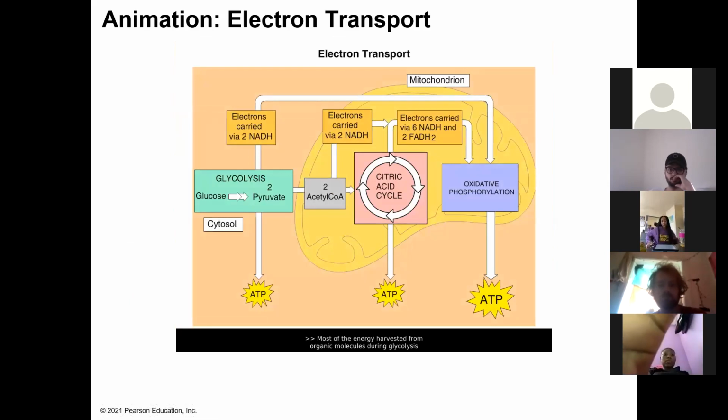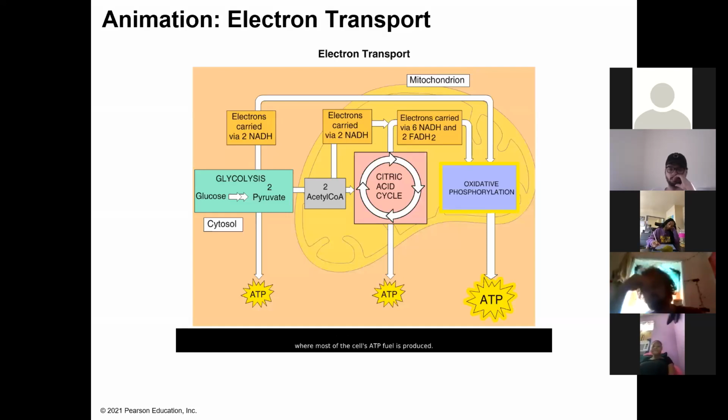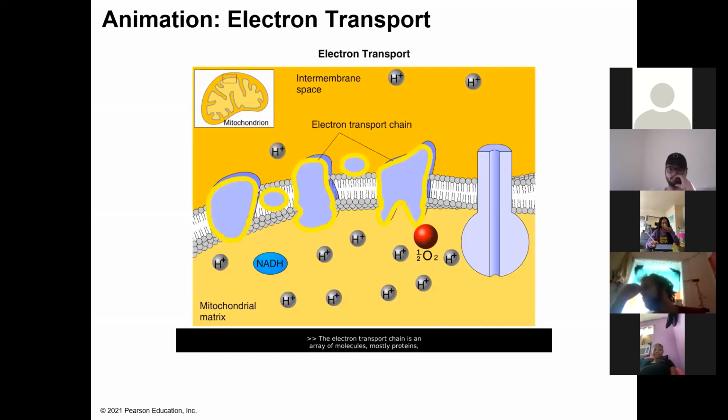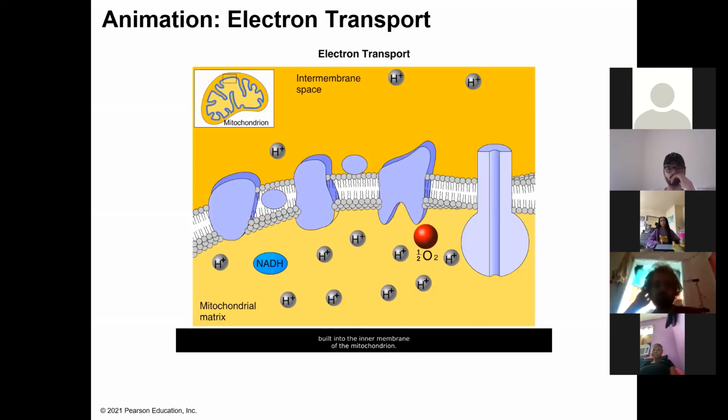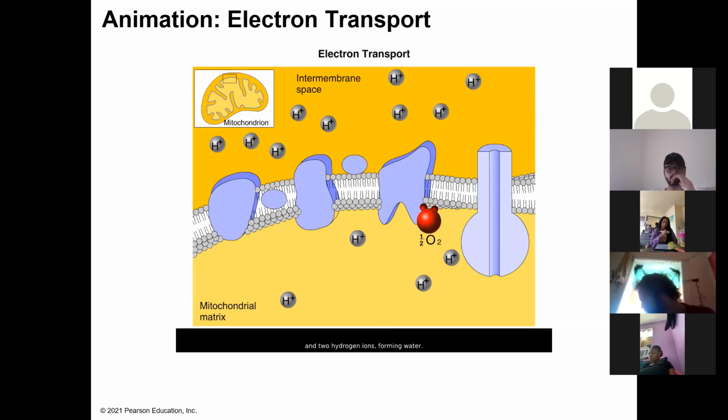Most of the energy harvested from organic molecules during glycolysis and the citric acid cycle is stored in NADH and FADH2. These molecules give up their high-energy electrons in the third phase of cellular respiration, oxidative phosphorylation, where most of the cell's ATP fuel is produced. The electron transport chain is an array of molecules, mostly proteins, built into the inner membrane of the mitochondrion. NADH gives up its high-energy electrons to the first complex in the electron transport chain. The electrons move from one member of the chain to the next, giving up their energy as they are pulled from NADH toward highly electronegative oxygen. The energy given up by the flow of electrons is used to pump hydrogen ions from the mitochondrial matrix into the intermembrane space. Oxygen captures the electrons in the very last step in electron transport. The last complex adds a pair of electrons to an oxygen atom and two hydrogen ions, forming water.